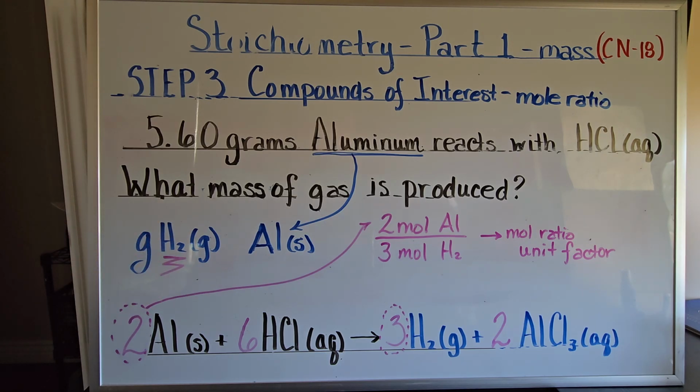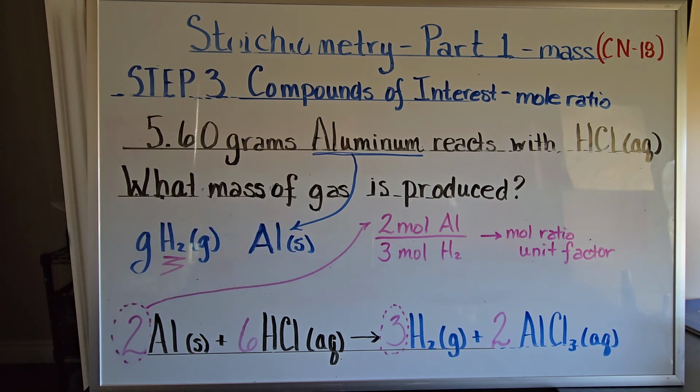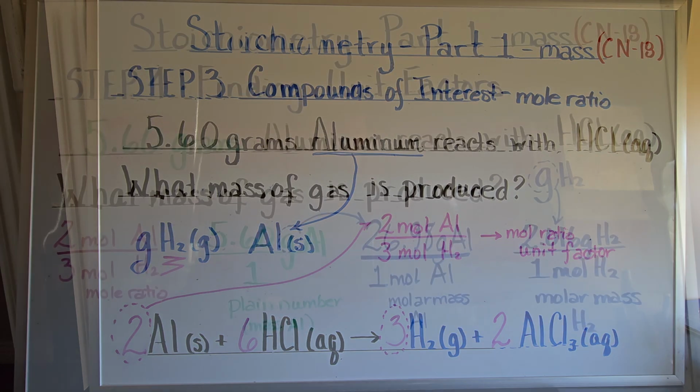Well, the other one is often the compound I start with. This is not always the case, but it's often the case. In this case, it's aluminum. I start with 5.60 grams of aluminum. So using those two compounds, I will use the coefficients from my balanced reaction to get my proper mole ratio. That is 2 moles of aluminum reacts to produce 3 moles of hydrogen gas. This is my mole ratio, which will become one of my unit factors that I'll use in my calculation.